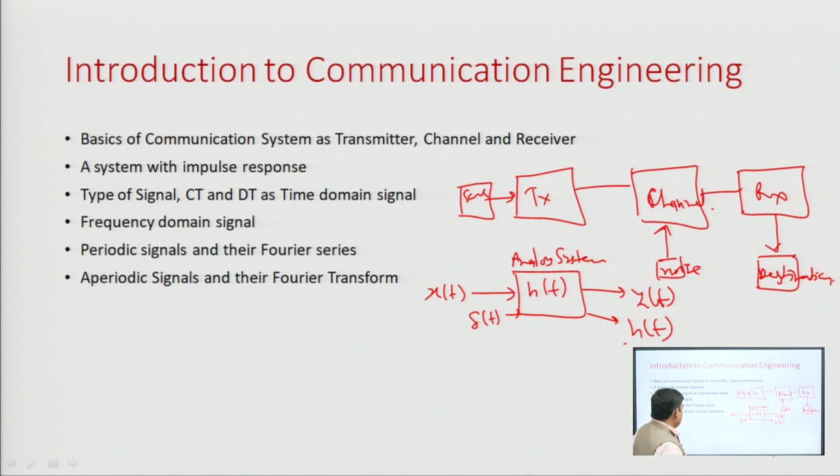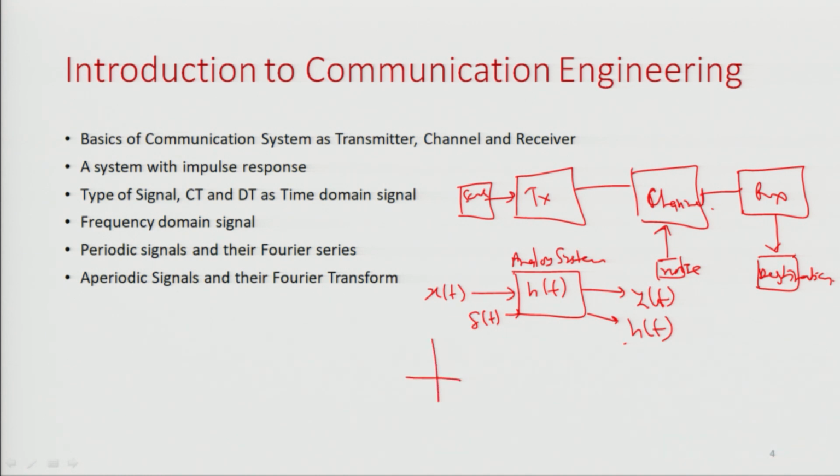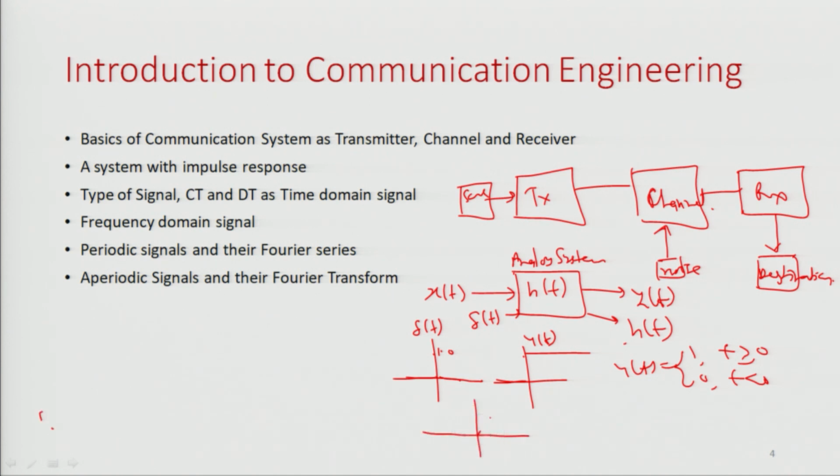Okay. And delta t, as we know, is the impulse signal. Its value is 1 at t equal to 0 and 0 otherwise. This is delta t. Some other known signals: similarly, the unit step u(t). Its value is 1 for t greater than or equal to 0 and 0 for t less than 0, all the way down to minus infinity.